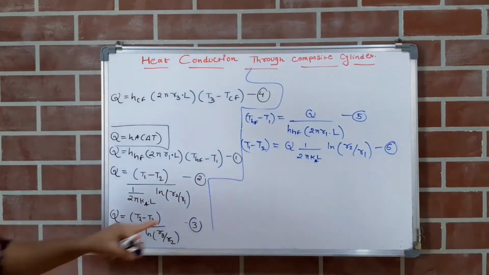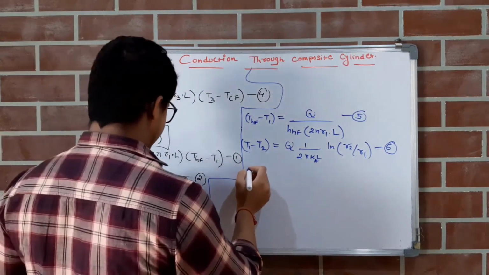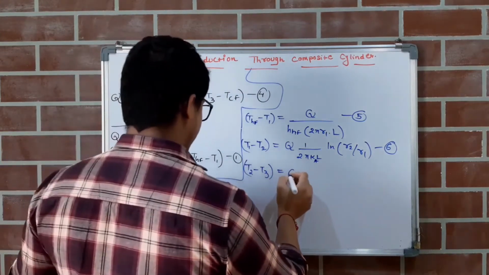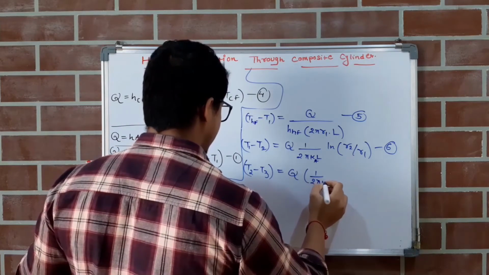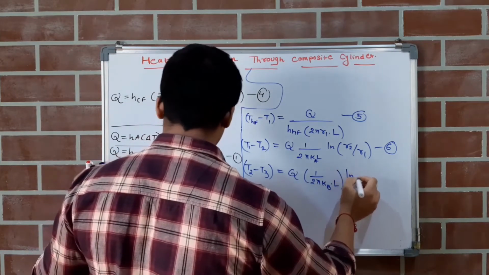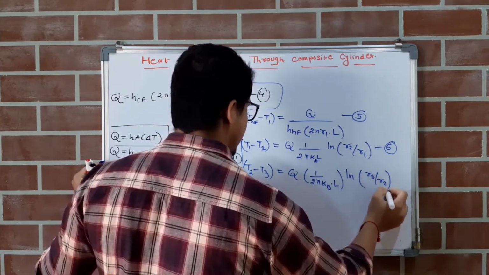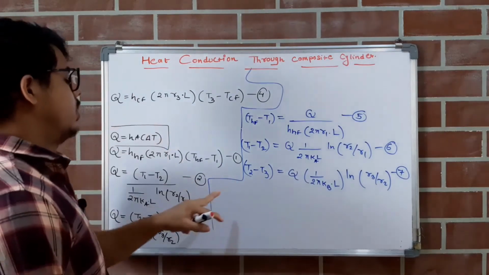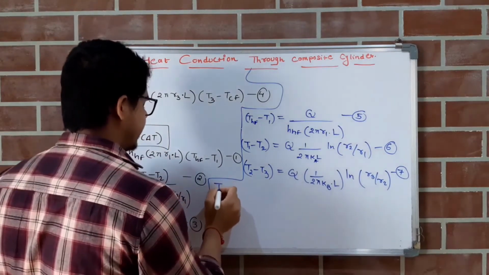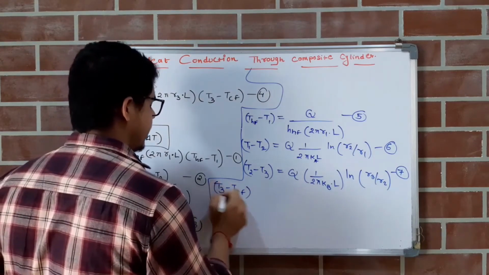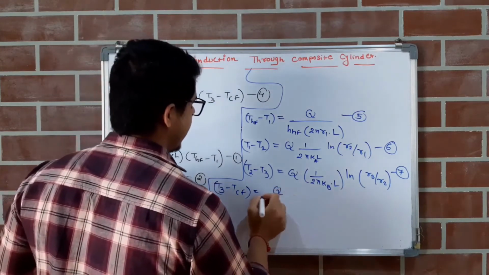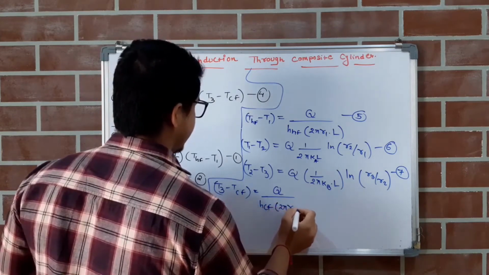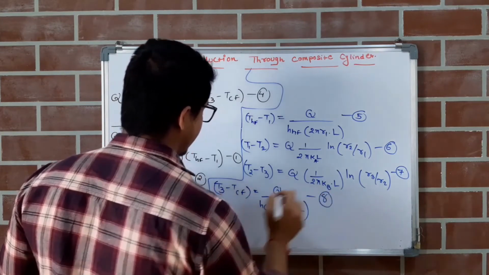Now again from equation 3, we will write T2 minus T3 is equals to Q into 1 upon 2 pi Kb into L into ln of R3 upon R2, equation number 7. Now the last equation is remaining. From equation 4, we will write T3 minus TCF is equals to Q divided by HCF into 2 pi R3 into L. So this is equation number 8.